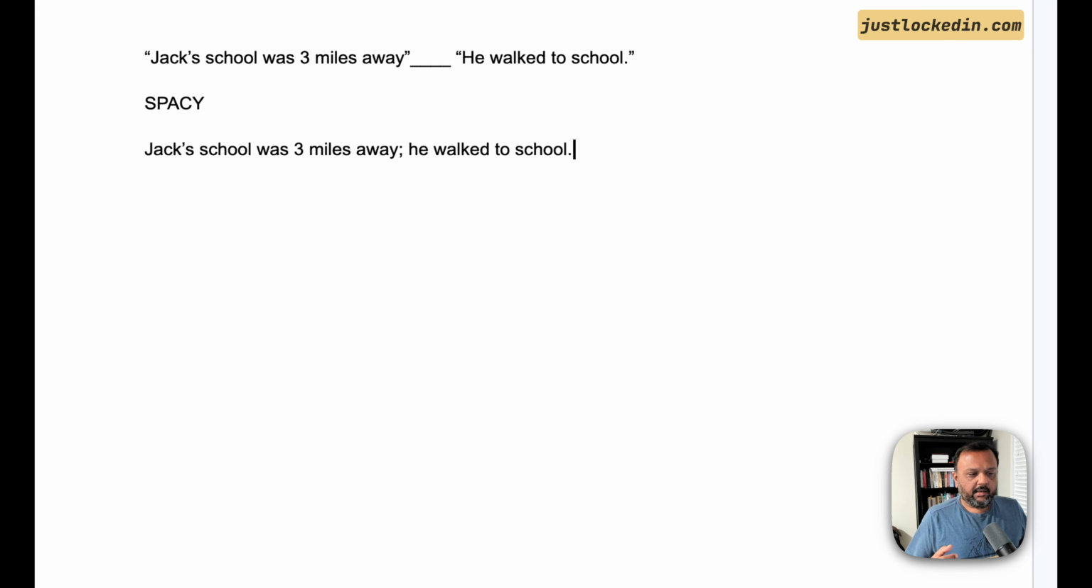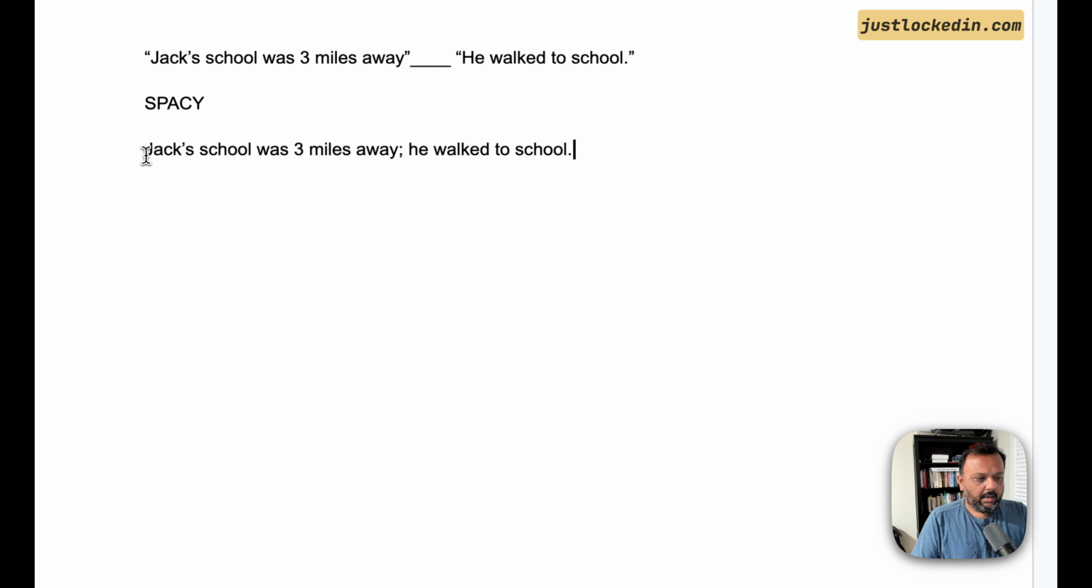So this is valid. Jack's school was 3 miles away; he walked to school. The first clause talks about his school and how far it was, and the second part says that he actually walked to school. These are ideas that are connected, and therefore the semicolon is not only grammatically correct, but also semantically valid. Semantics means meaning in the given context. So it's valid that way also.